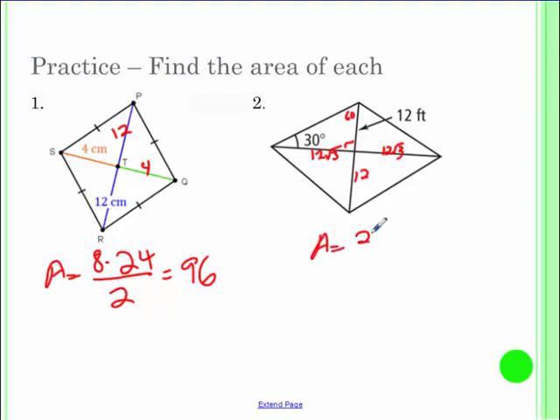So one of my diagonals is 24. The other diagonal is 24 root 3. And then we divide by 2. And we get, when we multiply this out, 288 root 3.